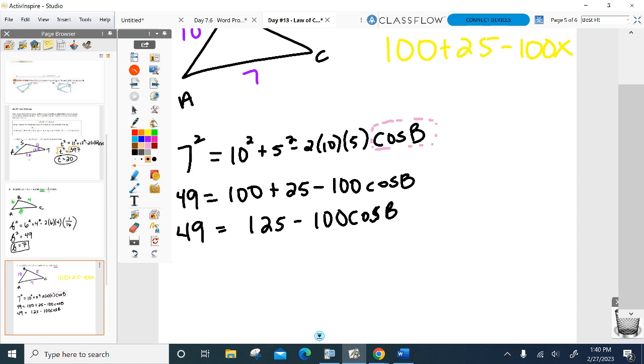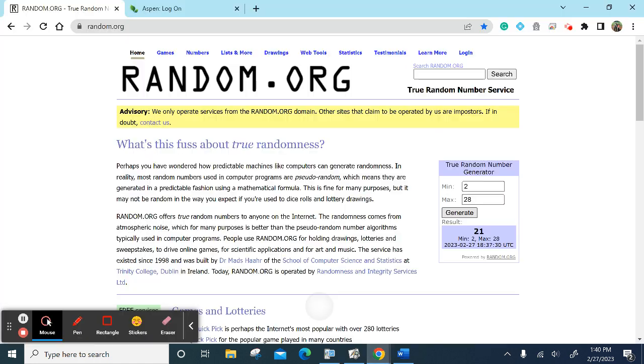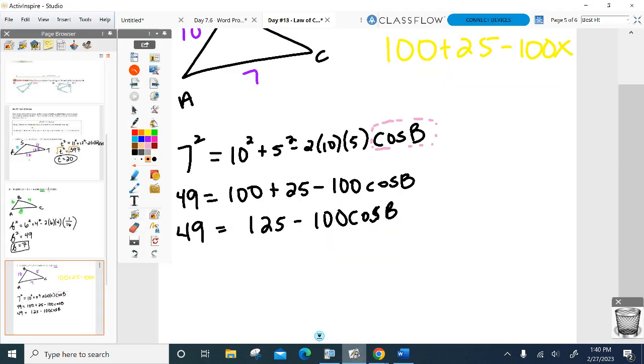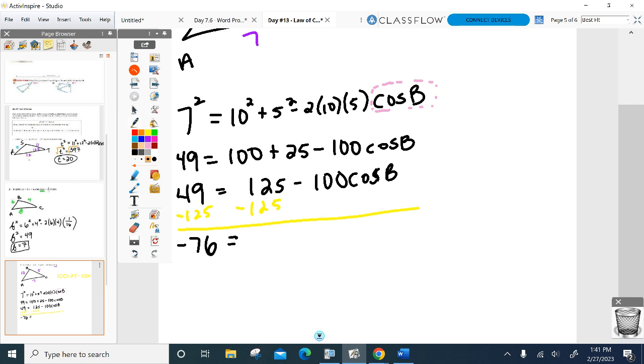All right, I need cosine B by itself. So what would you like to move over first, and how are you going to do it? The 125 needs to get moved. Perfect. How are you going to move it? Subtract it over. Good. So let's get that 125 out of there. What was that? Negative 76? Common mistake. Make sure you don't drop that negative. It's not 100, it's negative 100.